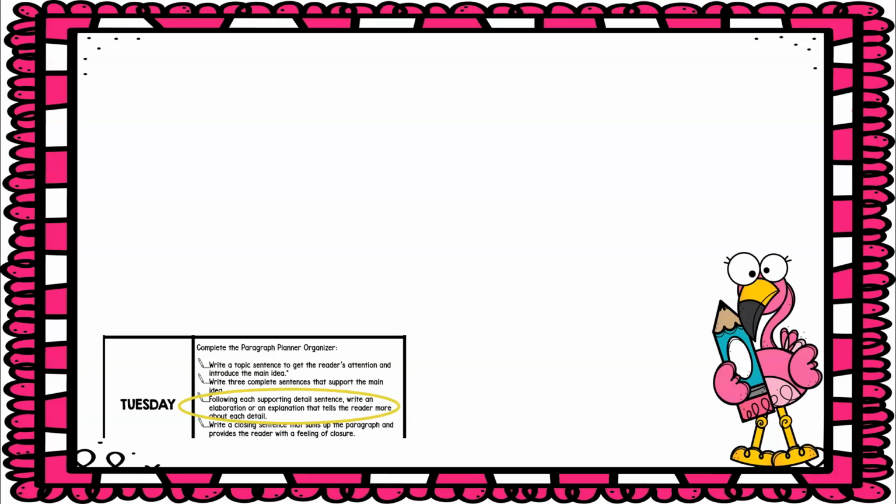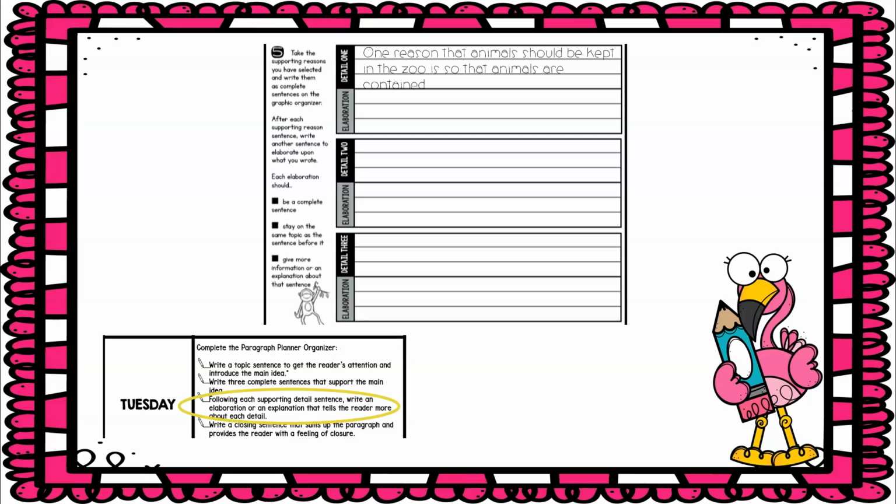Now, we can look at the first supporting detail sentence that I already wrote. It says, one reason that animals should be kept in the zoo is so that the animals are contained. Before I write my elaboration sentence, I need to think about what I would like to explain further. I know that when I thought of this reason in my planning, I wanted people to be aware that if animals were not contained, they could hurt people. So I will write a sentence that says, if animals are not contained, there is potential that they could hurt or harm humans or other animals.